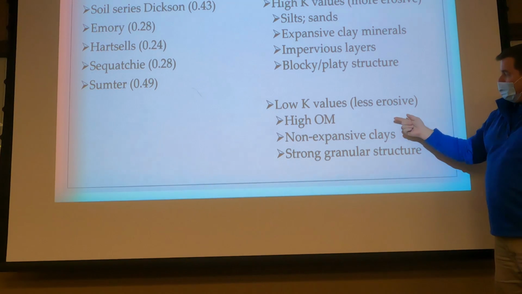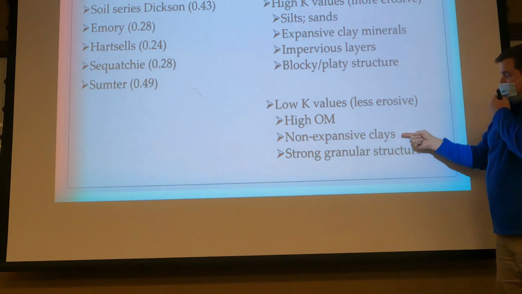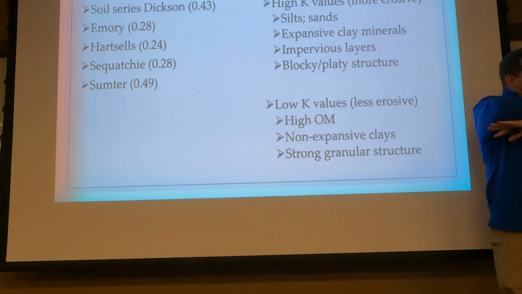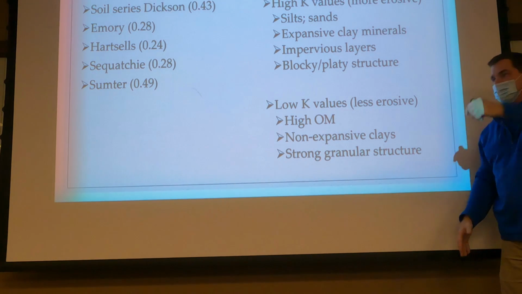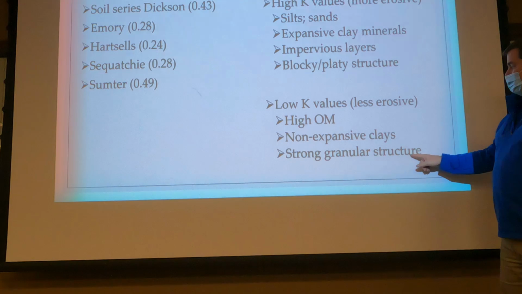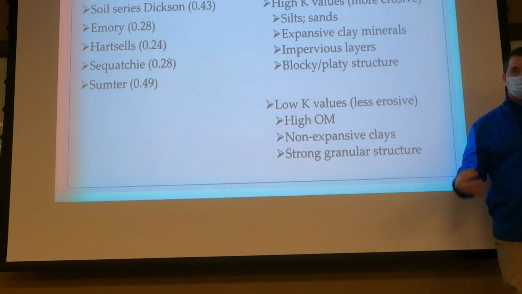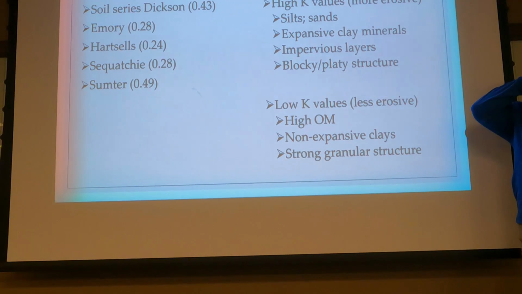Organic matter is going to hold on to some of our water. These non-expansive clays are the ones that are compacted, and so the water can't get in there and get trapped. And it doesn't shift, it doesn't move very well. That's the red clay you see out where they're building these houses and large construction sites. And granular structure, because it allows water to move through the soil.